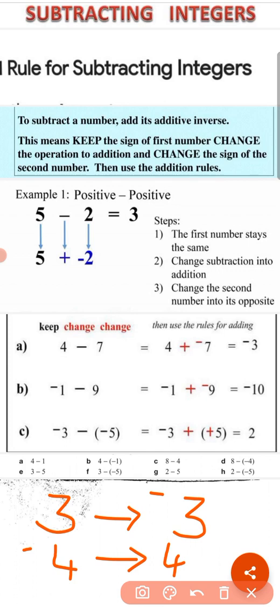And change the sign of the second number.